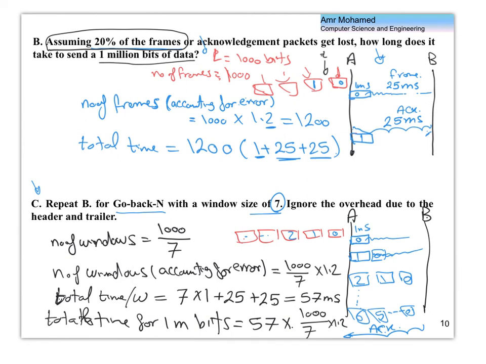Any questions? It's very important to notice here that for Go-Back-N, always, as a rule, the transmission time is per frame, and the propagation happens for the entire window. For stop and wait, the window size is already 1, so the propagation has to happen for each frame, whereas for Go-Back-N, the propagation time is for the entire window.